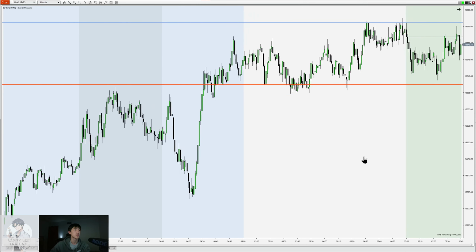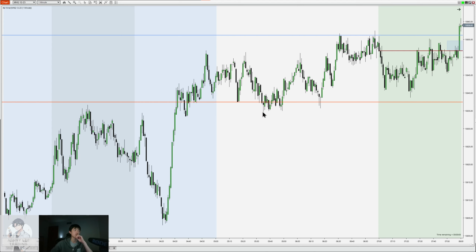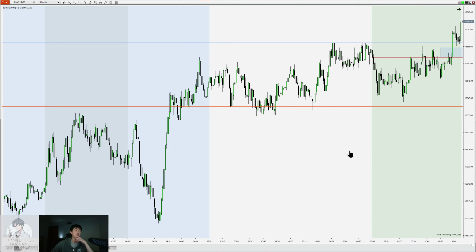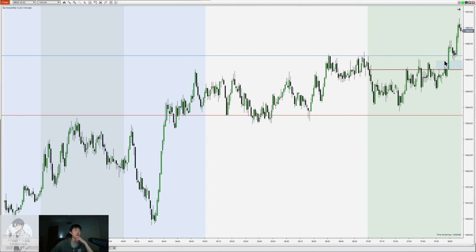Well, we don't see much here. We see consolidation here, consolidation, and we see our first impulse move higher. Boom. And we see this on the 5-minute chart. And now we're on the 1-minute chart here.